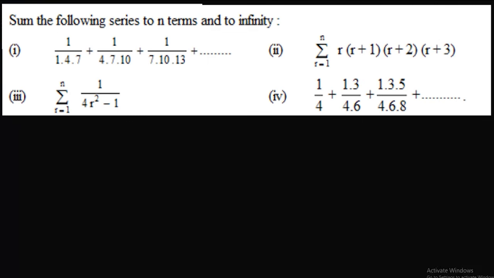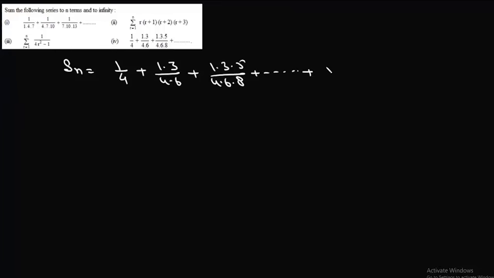And then we have this fourth one, which is this series Sn. So this is 1 by 4, 1 into 3, and this is 4 into 6. This is 1 into 3 into 5, and this is 4 into 6 into 8, and goes up to n terms. Now for nth term we'll have 1, 3, 5.